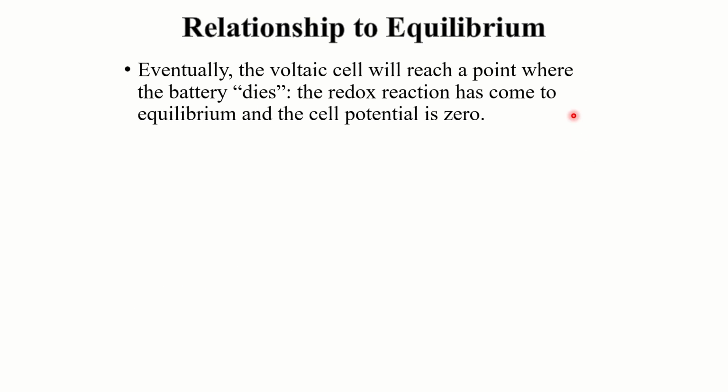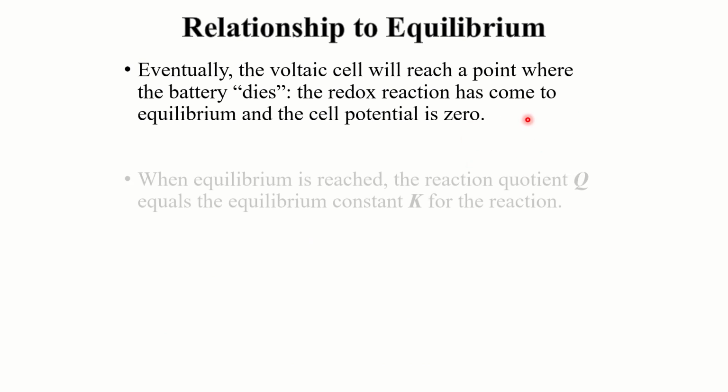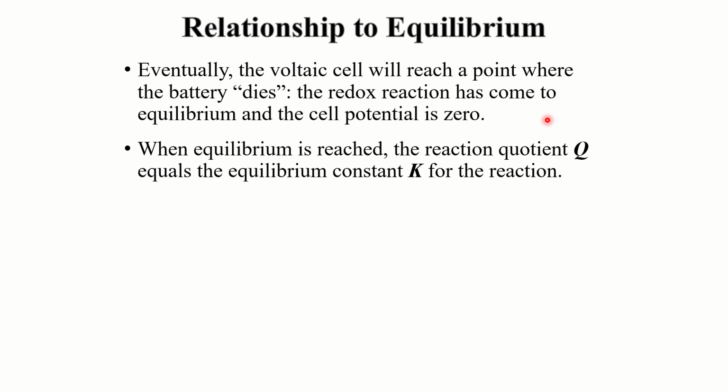All right, next let's analyze the relationship to equilibrium. So eventually, the voltaic cell will reach a point where the battery dies. The redox reaction has come to equilibrium, and the cell potential is 0. When equilibrium is reached, the reaction quotient Q equals the equilibrium constant K for the reaction.